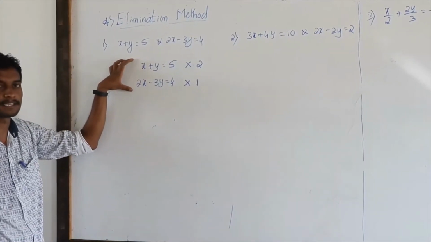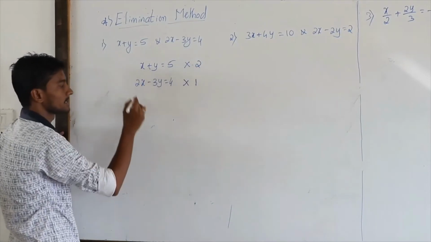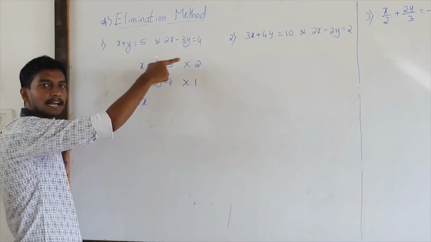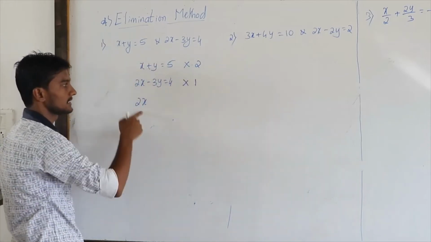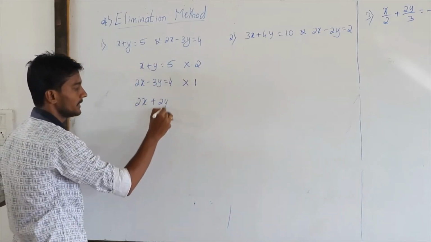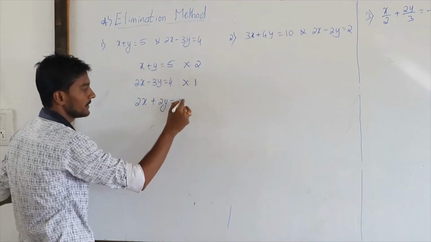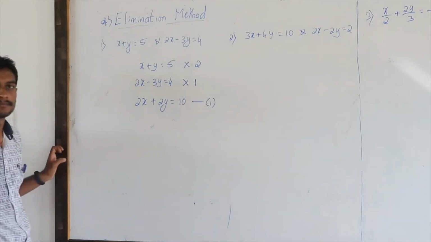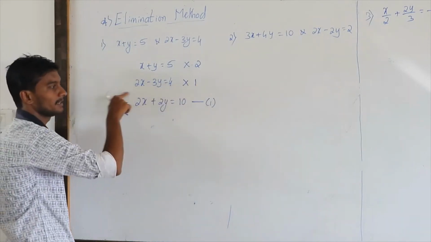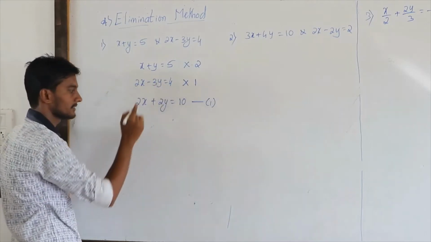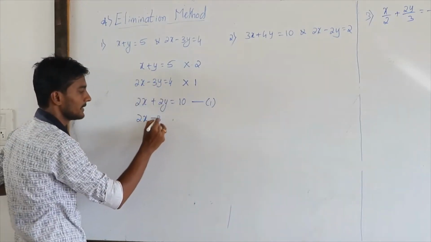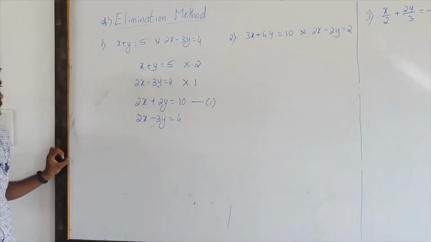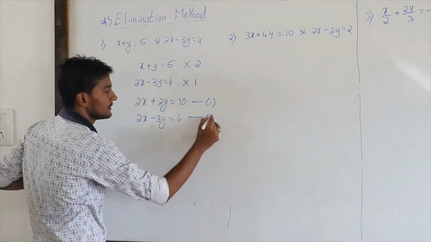So if you multiply them, the x coefficients become the same. Multiply 2 into x, 2x. This 2 you have to multiply for both LHS and RHS. 2 into x is 2x, plus 2 into y is 2y, 2 into 5 is 10. Take it as equation number 1. The second equation you multiply by 1. If you multiply by 1, you get the same equation. So 2x minus 3y is equal to 4. Equation number 2.